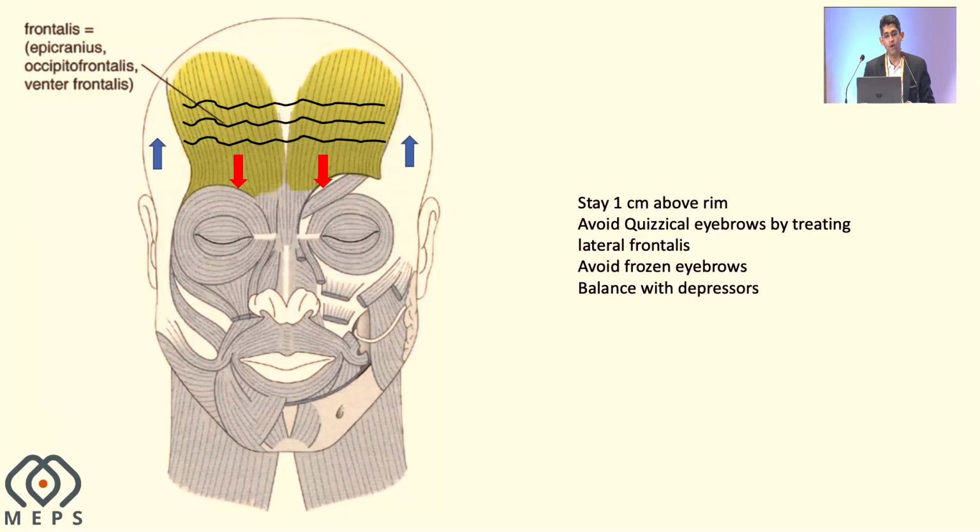In the forehead area, although it's the easiest injection area, you can have an interplay of the orbicularis and the frontalis muscle. So you should be very careful not to inadvertently inject in the orbicularis muscle, because then you will end up with a depressed eyebrow. So you should be at least 1 centimeter above the rim. You should also treat the lateral frontalis muscle, otherwise you will end up with a Spock phenomena. And you should avoid too much, you should not inject too much Botox, especially in the first sitting, because you will have frozen eyebrows and no movement at all, which looks very artificial.